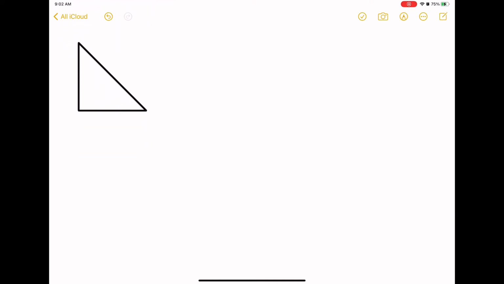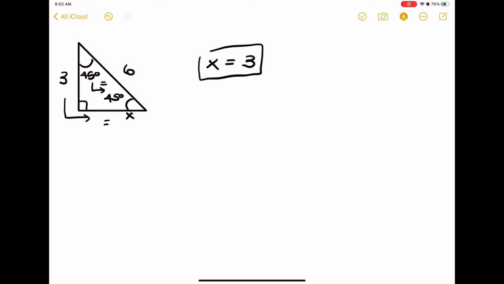So if they only give you one side, not the hypotenuse, only a leg, but they tell you that the angles are the same and they're asking you for the other side, then you know the other side is going to have to be the same as the given leg, because the angles are the same.